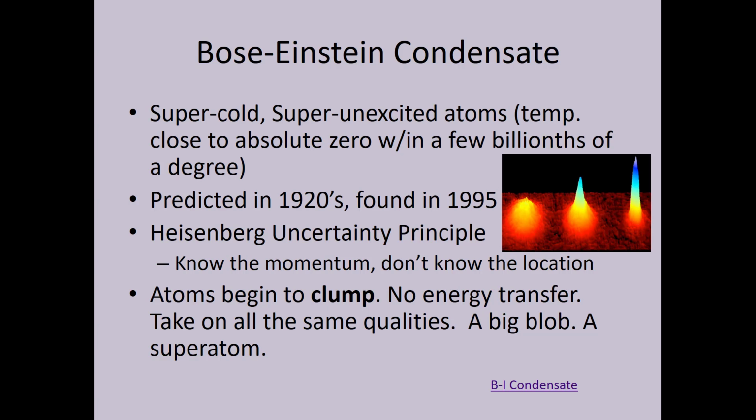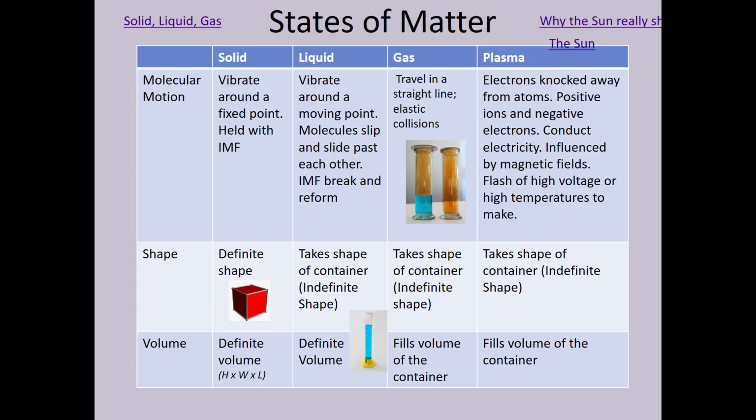It's still, and the atoms start to clump together, and they start taking on all the same qualities. And I describe it as kind of a big blob, like a super atom, and it's just at rest. There's a picture here that shows a Bose-Einstein condensate. Really, I don't know what it's showing, but I think it's kind of interesting that at the super cold the atoms act differently. All right, so here's a diagram for the states of matter.